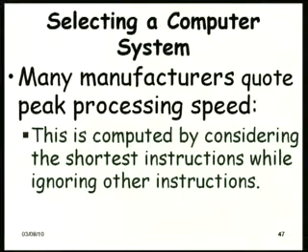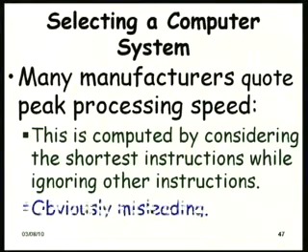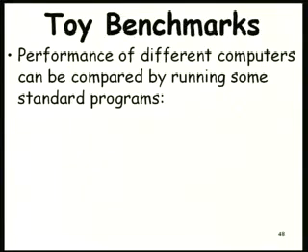So this is exactly saying this: the peak processing speed is computed by the shortest instructions, and other instructions, I/O and those instructions, are ignored, and it becomes misleading. Later, once it was known that MIPS is a problem, everybody agreed that MIPS is a problem. So the first thing that one would think of is: why not run some program, and then say whether it performs well with respect to that program. And that was the concept of a toy benchmark.